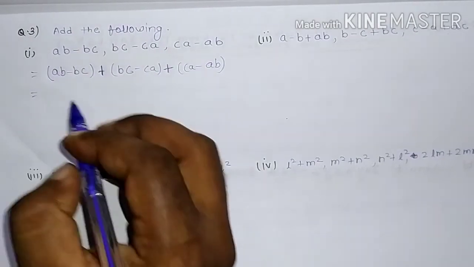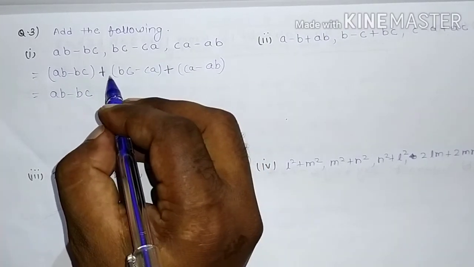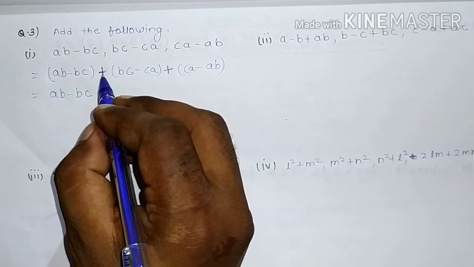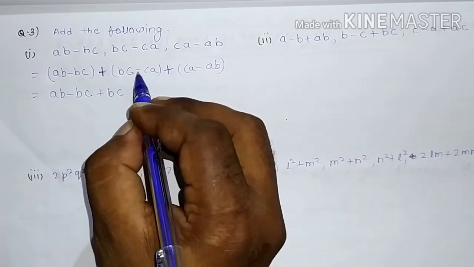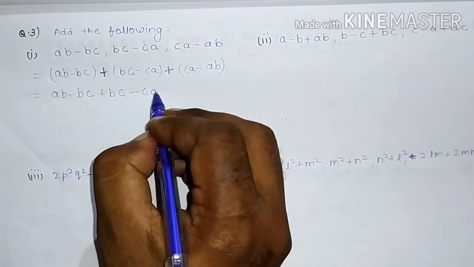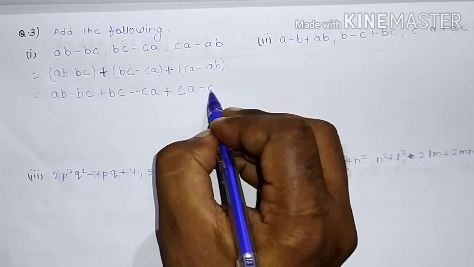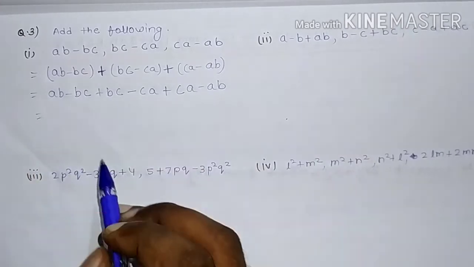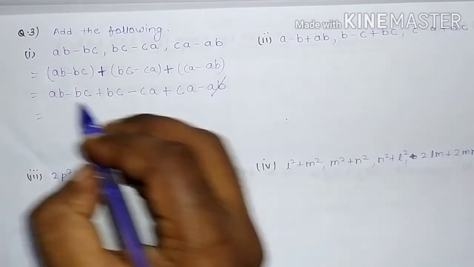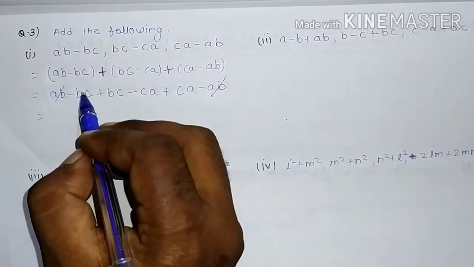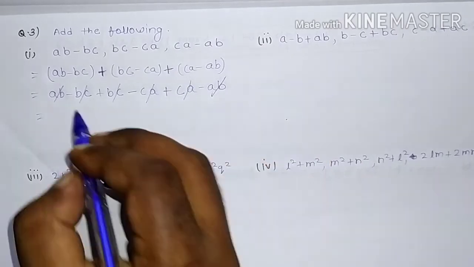So just simplify it. AB minus BC, and open the bracket, which means plus multiplies both terms, so plus BC, and plus into minus is minus, so minus CA, plus CA minus AB. So simply like terms are added. Here AB minus AB cancels out, minus BC plus BC cancels out, and CA minus CA cancels out. So the answer will be 0.